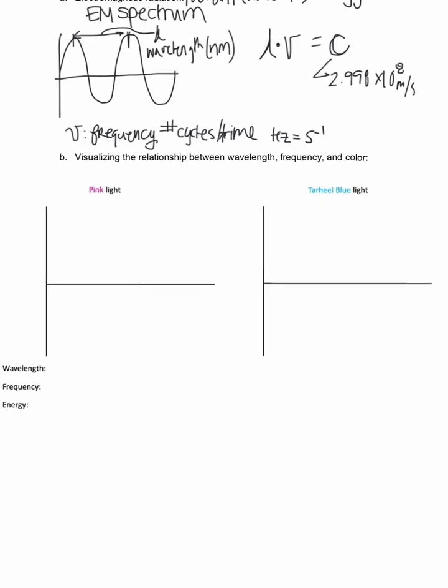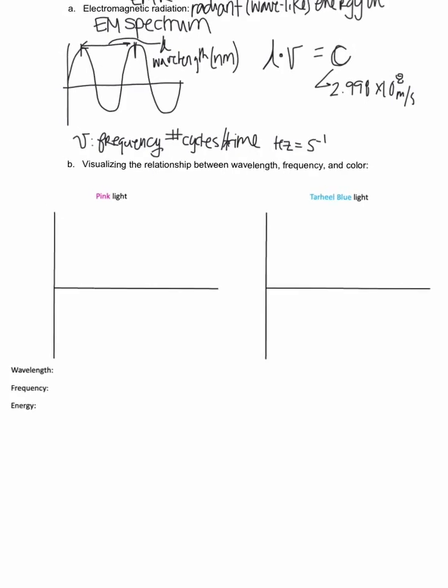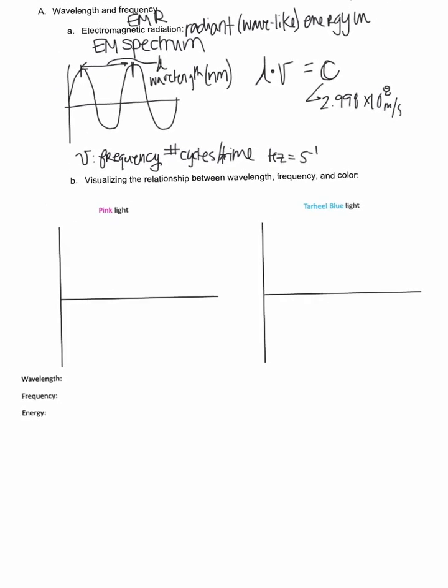Next, move your slider over until you hit sky or Tar Heel blue light. Draw the wave next to the pink, violet, white light that you drew on the sheet, and then record the wavelength and the frequency in the appropriate place.